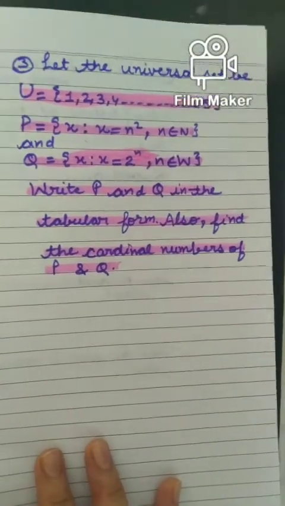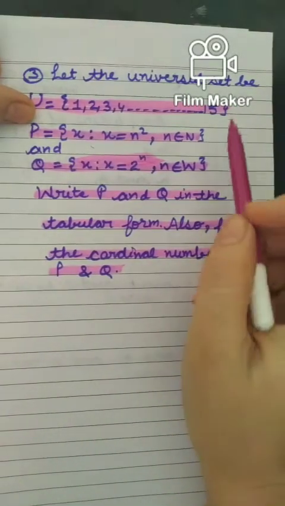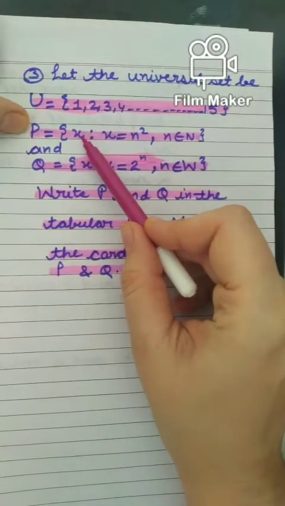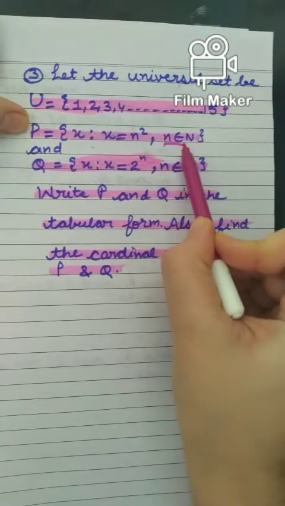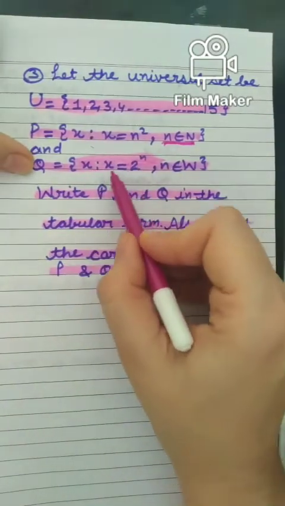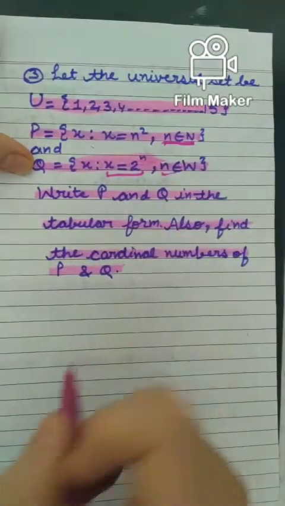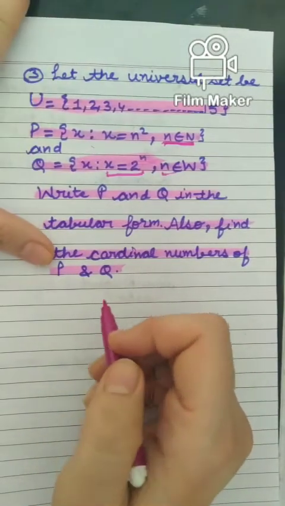Now in the next question, they have given that the universal set is 1, 2, 3, 4 till 15. You have to take the elements. In P we have those x such that x is equal to n square, where n belongs to N, natural numbers, right? And Q is a set such that x is equal to 2 raised to power n and n belongs to W, whole numbers. Then write P and Q in the tabular form. Also find the cardinal number of P and Q.